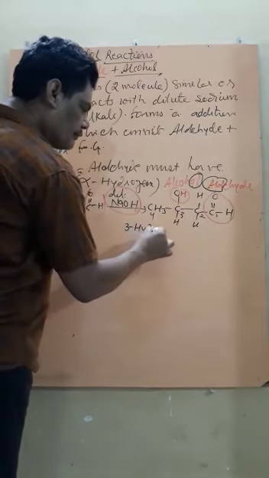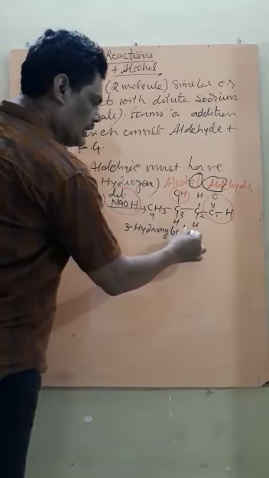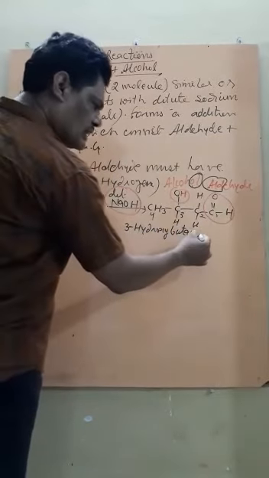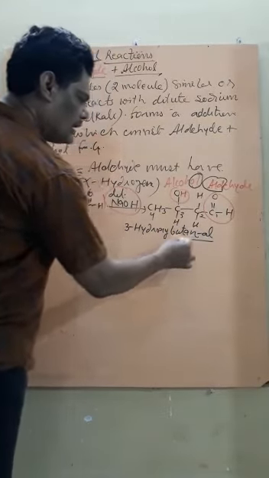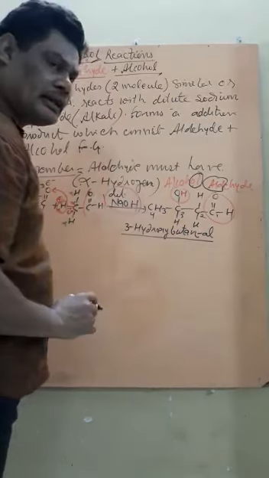3-hydroxy, 4 carbon, therefore butane. Okay, and one position, so simply you can write it for butanal. Are you getting? So this is called aldol reaction.